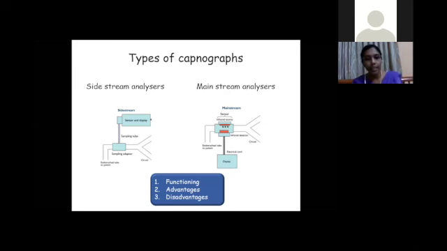In side stream analyzers, we are continuously aspirating a portion of the expired air, which is analyzed at a site that is away from the breathing circuit. The aspiration rate is from 50 to 250 ml per minute, and the disadvantage of this is that some time is taken for response. There's a lag time.